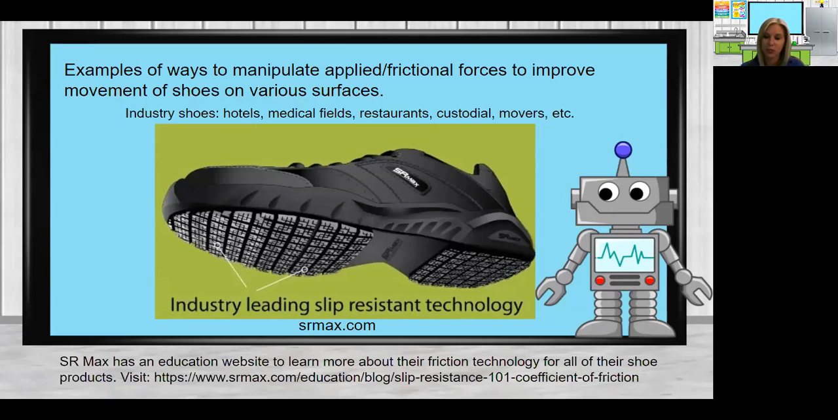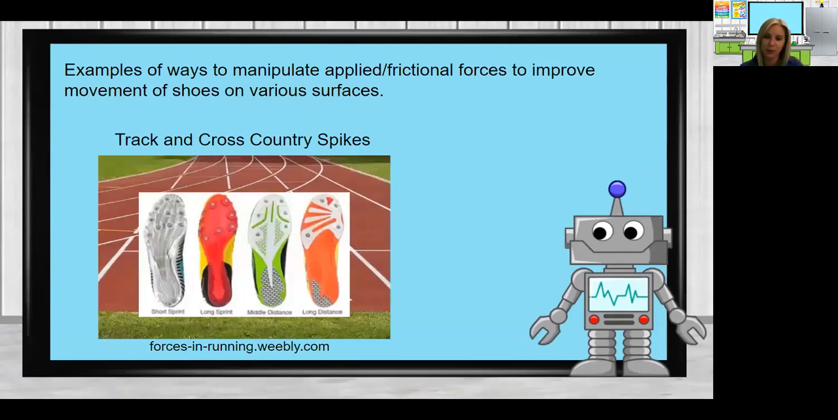And this particular brand of shoe, this SR Max, actually has some pretty cool technology to their shoe, and you can check that out on their website. I listed that link on this for you as well. So let's talk about track shoes and different types of shoes used for running.